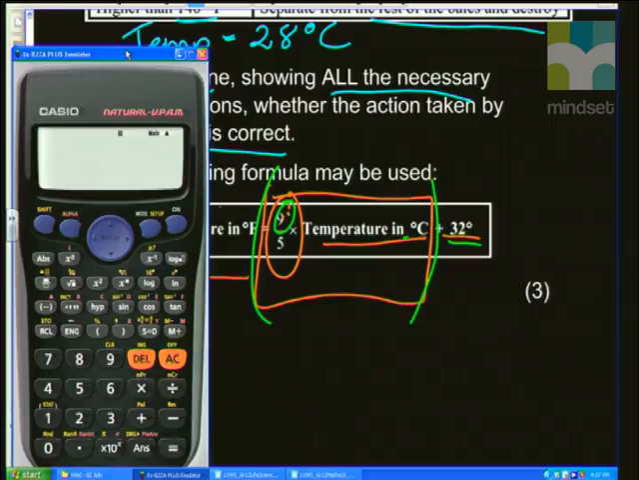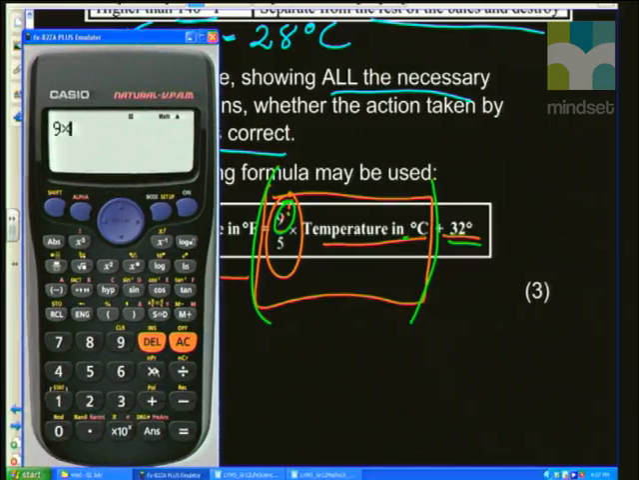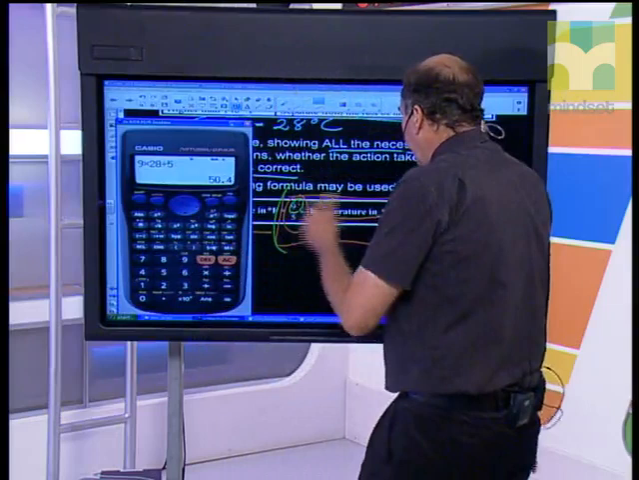I'm going to take 9 and multiply it by the temperature, which was 28 degrees. And then I'm going to divide that by the denominator, which is 5. And I'm going to say equals, and I want to get that as a decimal. And that says to me it's 50.4. Now, I've no idea how hot that is, other than 50.4. It sounds pretty hot to me, but I don't know the Fahrenheit. But I'm not finished yet.